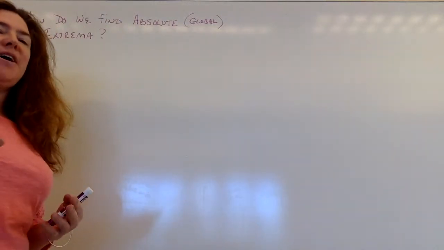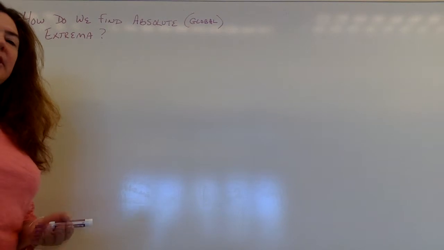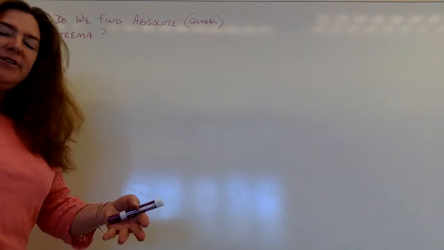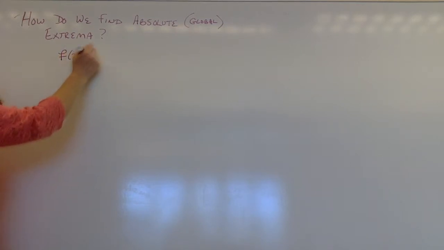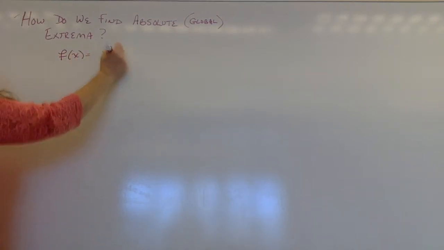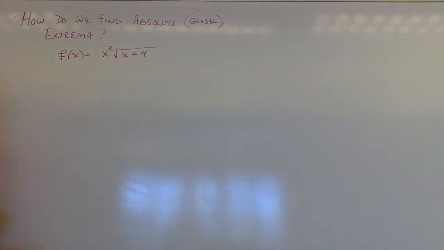Okay, so how do we find absolute extrema, which are also called global extrema? We know that they occur at critical points and at endpoints. All right, so here's an example. Let's suppose f of x is equal to x squared times the square root of x plus 4.